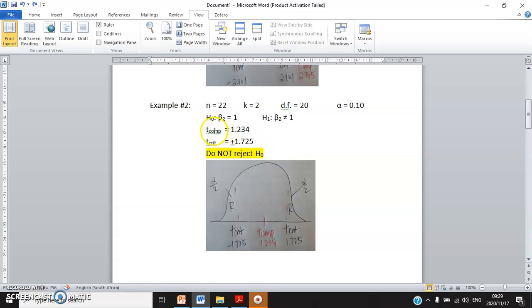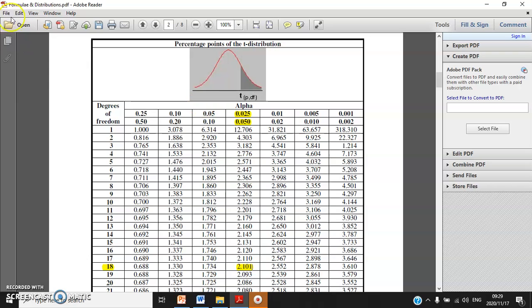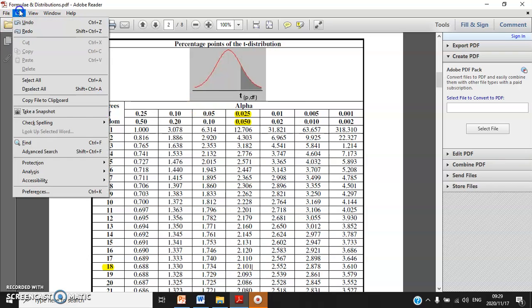And then I give you the computed t-stat. Again, you are supposed to be the one calculating that. Computed t-stat 1.234. Now, how would I be able to find the critical t-stats? So degrees of freedom is 20, alpha is 10%. Let me undo all these things.